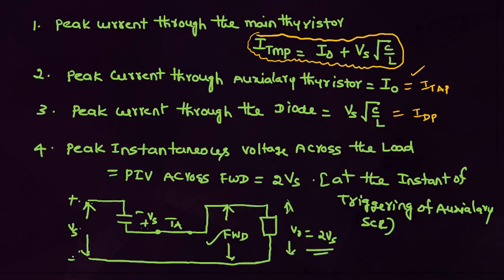What is the peak instantaneous voltage across the load? The peak instantaneous voltage across the load is nothing but the peak inverse voltage across the freewheeling diode, that is equal to 2 Vs. This is very important, you have to concentrate. The peak voltage will appear across the freewheeling diode or load whenever the auxiliary thyristor is triggered, then only a peak voltage will appear across the load. Peak voltage across the load is nothing but the peak inverse voltage across the diode.